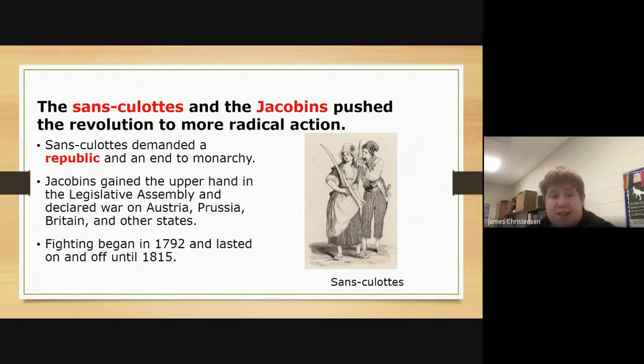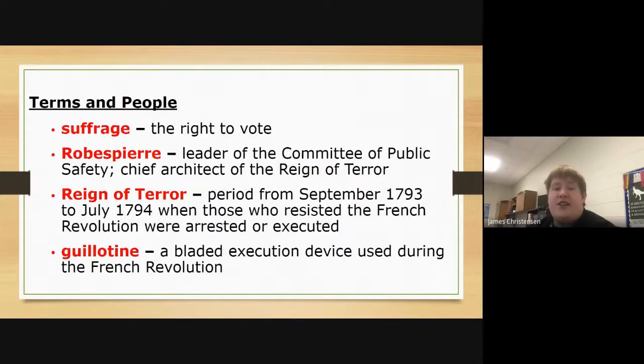The sans-culottes and the Jacobins pushed the revolution to a more radical action. The sans-culottes demanded a republic and an end to the monarchy, and the Jacobins gained the upper hand in the Legislative Assembly and declared war on Austria, Prussia, and Britain and other states. Fighting began in 1792 and lasted on and off until 1815, which we'll see wrap up when we do Section 4 next class. So moving on to Section 3, some more terms and people we have to talk about.